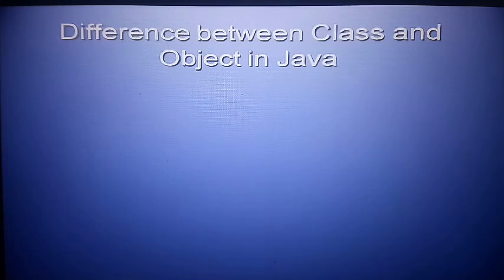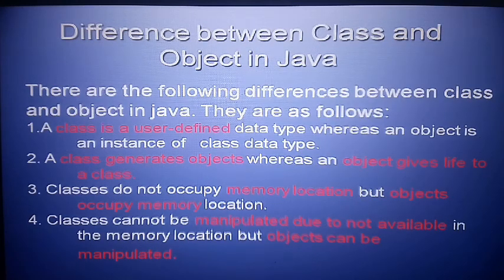Here I will discuss the difference between class and objects. These are the following differences. Number one, a class is user defined, with data types and behavior. An object is an instance of a class. So a class is user defined, but an object is an instance of the class. With the help of a class we create objects.